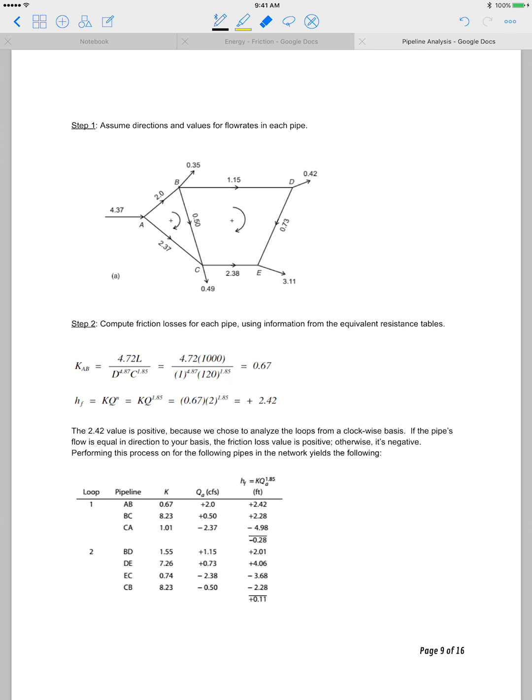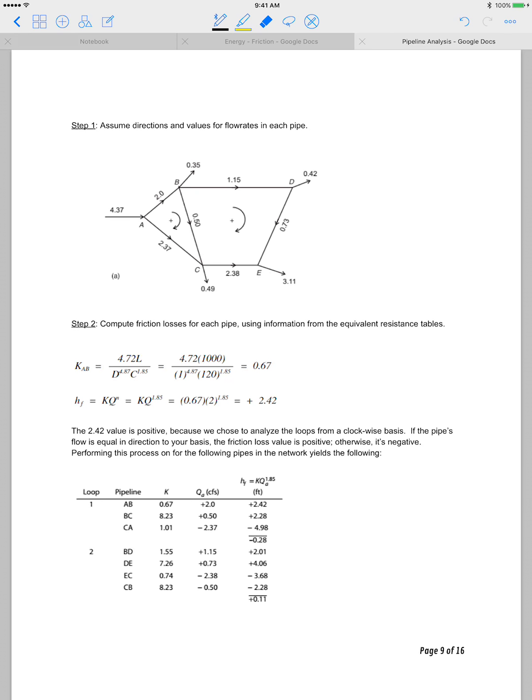We're going to stick a positive or negative number here based on that flow value there, okay? It's just the way that the problems work out. The 2.4 value is positive because we chose to analyze the loops from the clockwise basis. If the pipe's flow is equal to the direction of your basis, the friction loss value is positive. Otherwise, it's negative. Performing this process for the following pipes in the network yields the following.